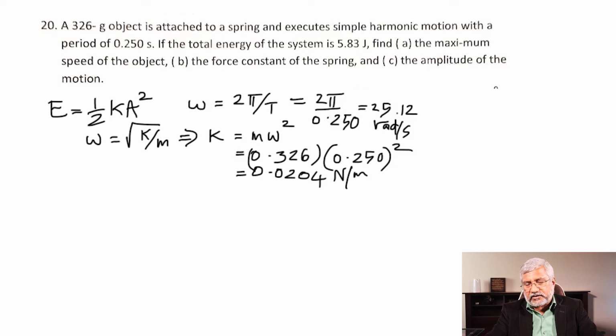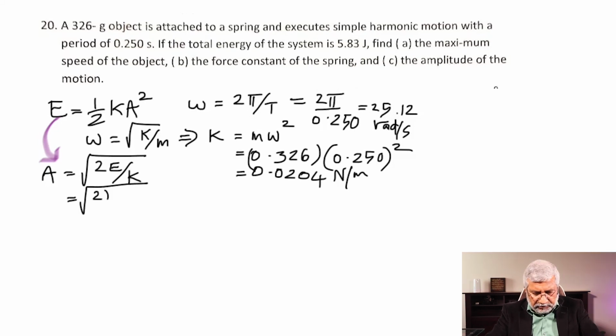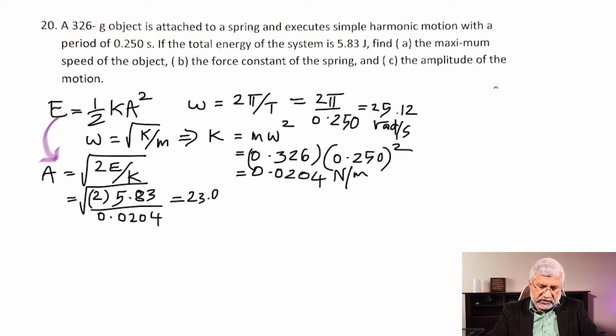Remember, k is the spring constant, in Newton per meter. Once you get k, use the formula for energy and make A the subject, because we're asked to find the maximum speed. So let's find the amplitude. A is the amplitude. So 2 times the energy, given as 5.83, divided by the mass, divided by k. Once you do that, you get the amplitude as 23.9 meter.